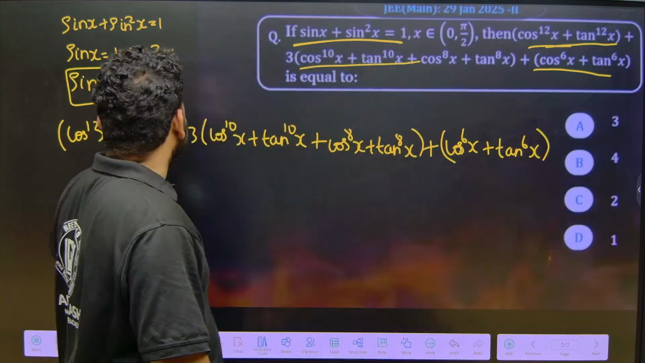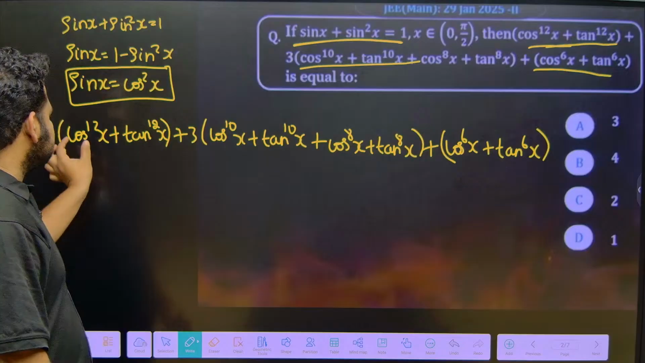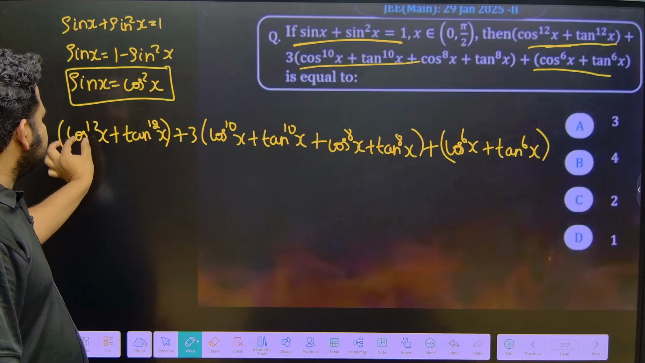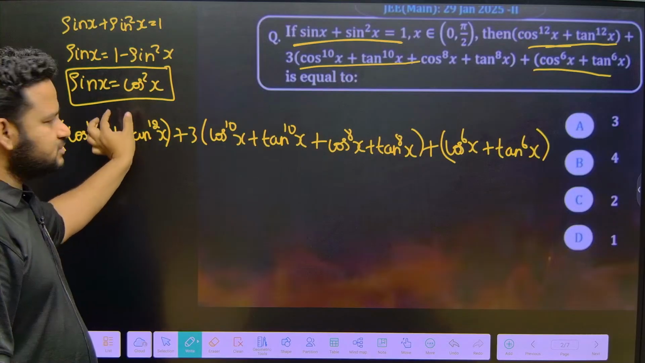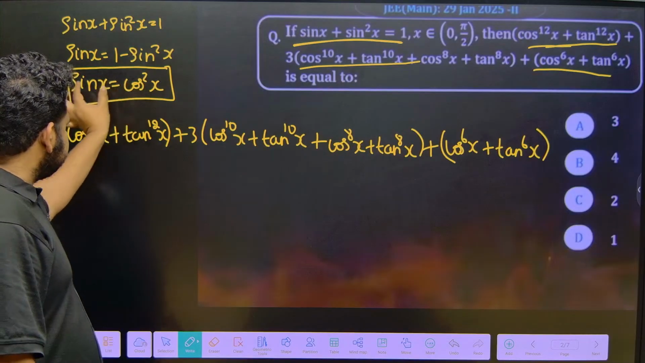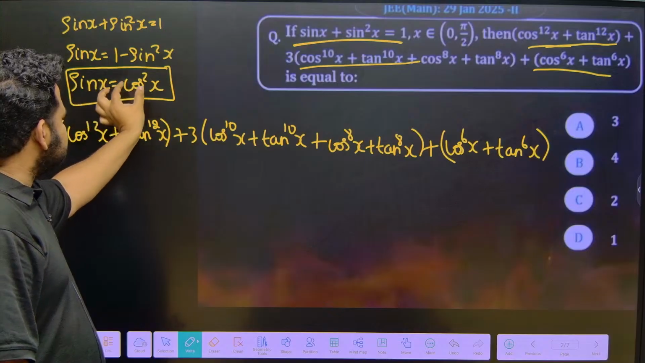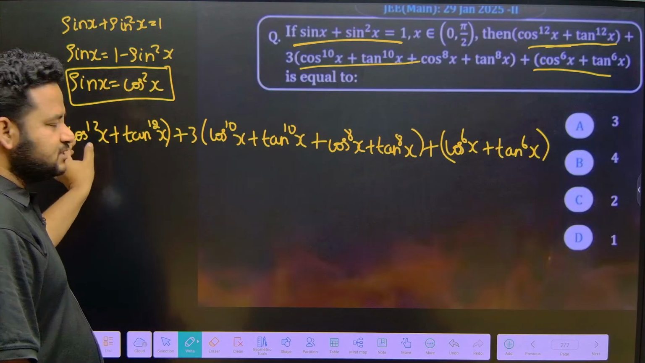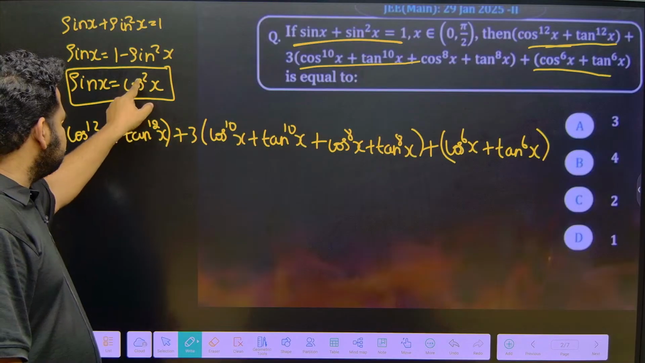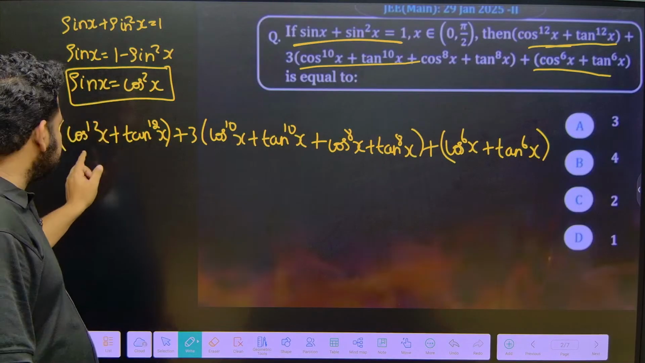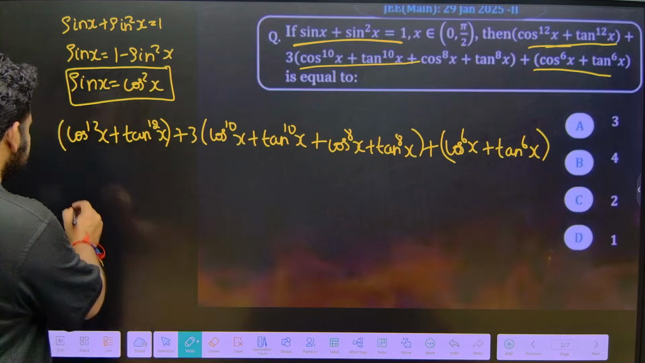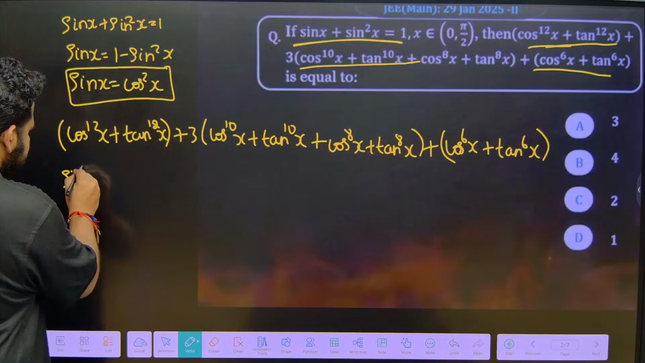Understand one thing, if sin x is equal to cos square x, so cos power 12x I can write in terms of sin as what? This will become sin power 6x, correct now? Because if this is square, this is normal. So, cos square x is equal to sin x means cos power 12x will become half of it, that is sin power 6x.